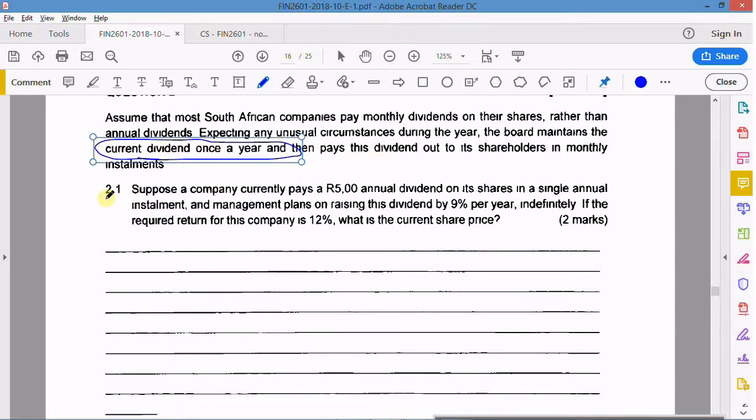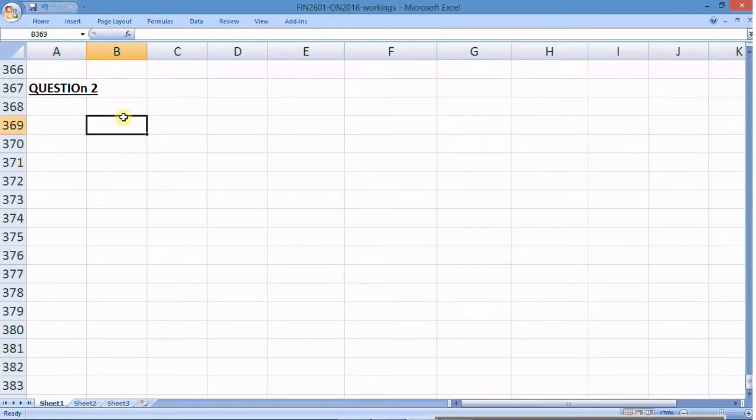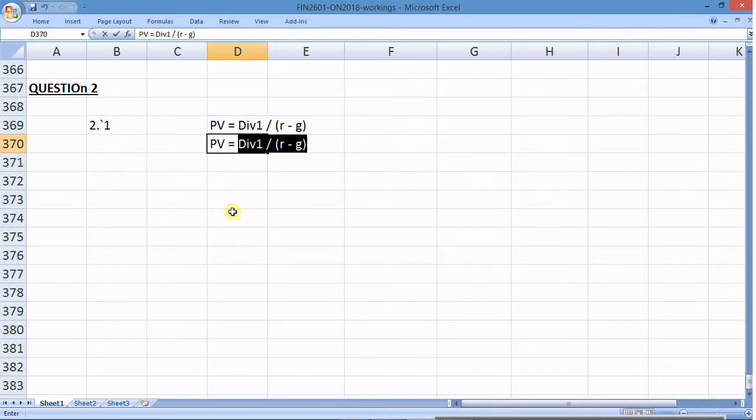Okay. Question 2.1. Suppose a company currently pays div 0 on its shares in a single annual installment and management plans on raising its dividend by 9% per year indefinitely. That's growth. If the required return on this company is 12%, what is the current share price? That's 2 marks. It's Gordon growth. Okay, so 2.1. You'd have to write down the Gordon growth equation, divided by R minus G. Correct. Okay, in brackets. Right, so the price equals the dividend.